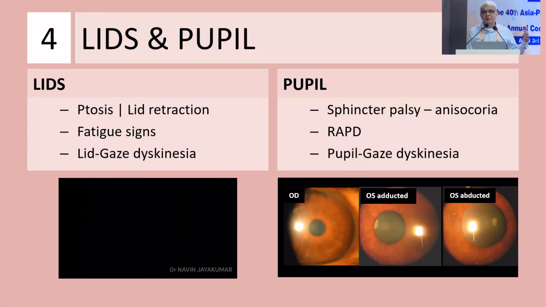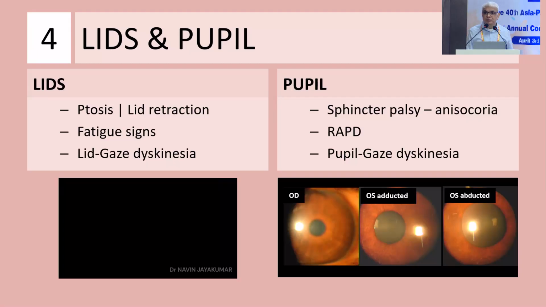When she looks down, the lid retracts. Okay, the left lid retracts. There you go. The left lid also retracts when she looks inwards. Okay, an adduction, you can see that. So this is an aberrant regeneration of the third nerve. It can happen in trauma and compressive lesions, but definitely not in an ischemic nerve palsy.